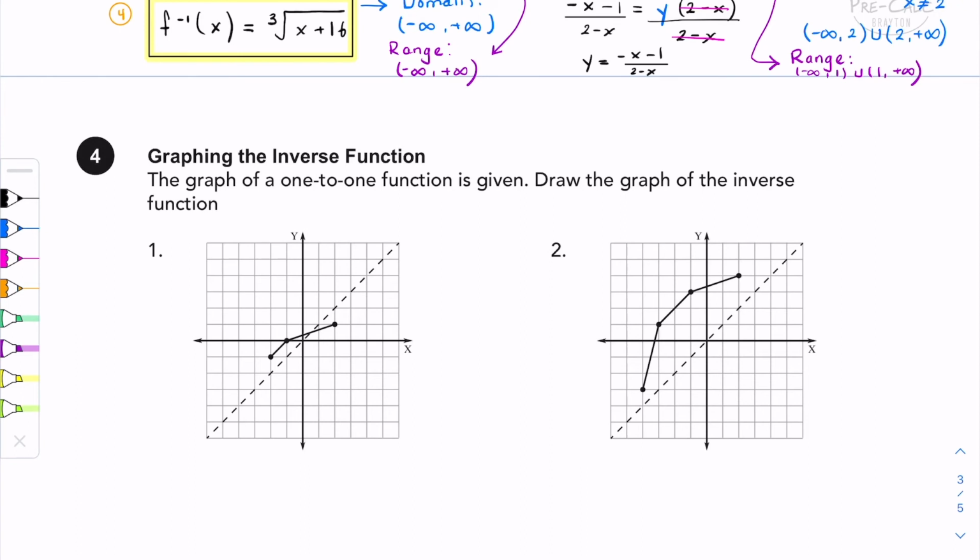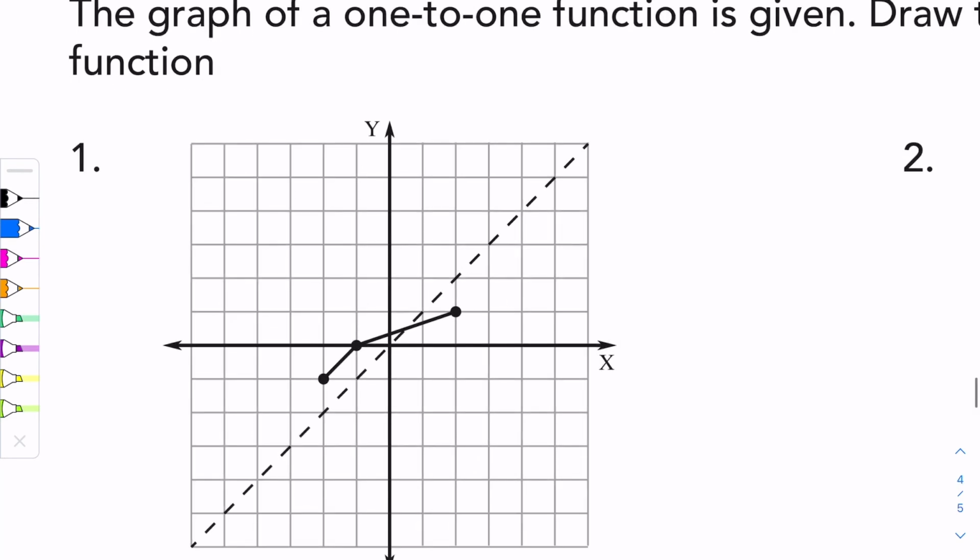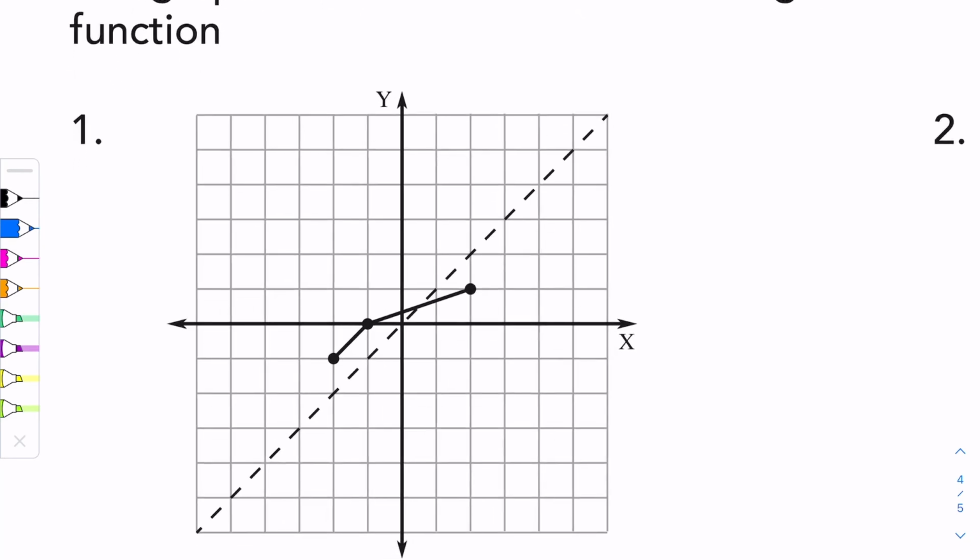The next set of examples is on graphing the inverse function. So graphing a one-to-one function is when you switch the x and y coordinates. You could make a table for this if you want, although you could probably do it right in your head. So let's start on the left side of the graph right here. This point is at -2, -1. If we were to switch these points, we would regraph this point at -1, -2.